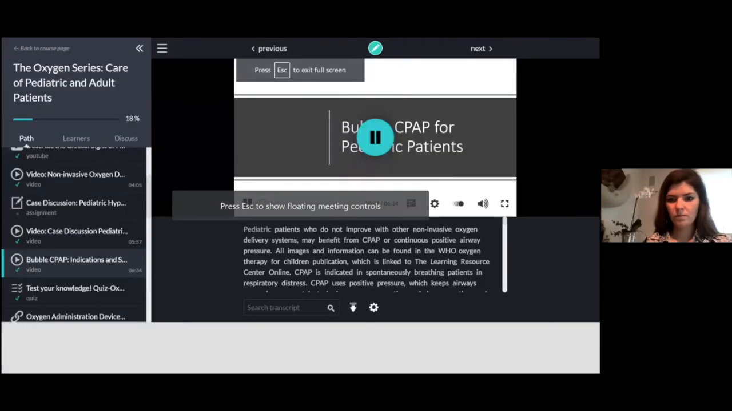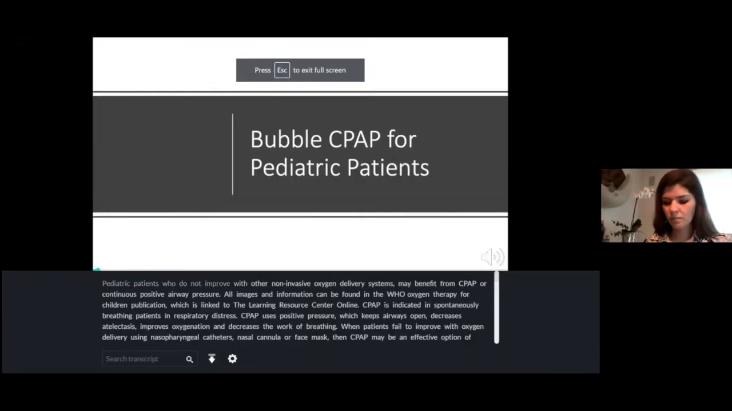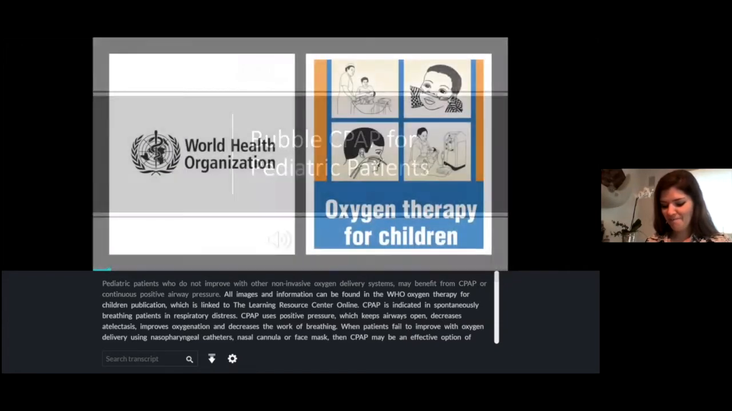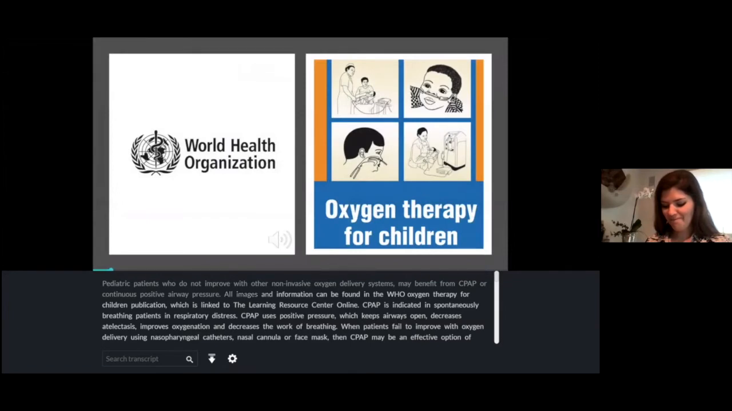Pediatric patients who do not improve with other non-invasive oxygen delivery systems may benefit from CPAP, or continuous positive airway pressure. All images and information can be found in the WHO Oxygen Therapy for Children publication, which is linked to the Learning Resource Center online.